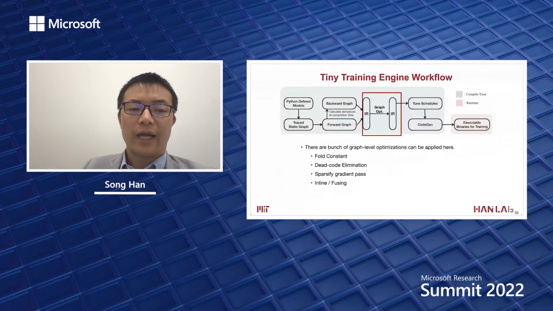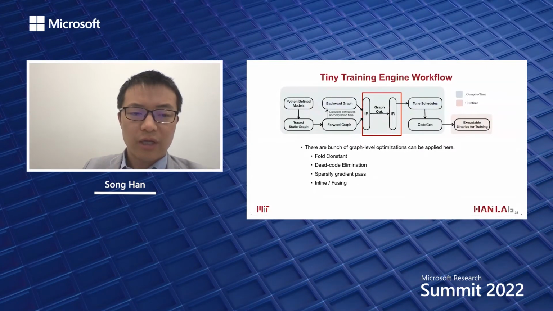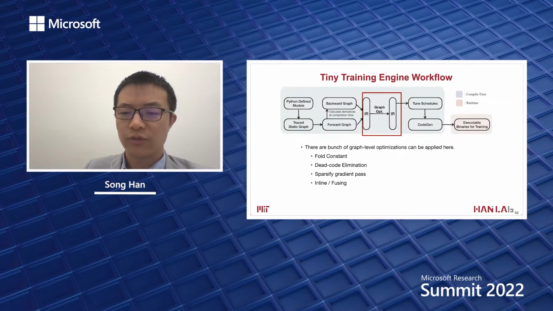Also we have a bunch of graph level optimizations that are applied at compile time, including constant folding, dead code elimination, and sparsifying the gradient paths, supporting sparse layer, sparse tensor update, inline function, and also operator fusion.